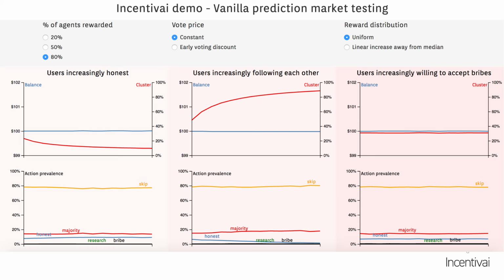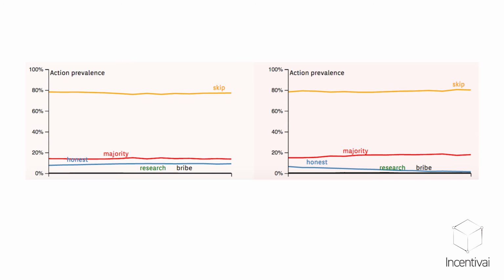And now in the bottom row, these are the graphs that we're most interested in. So let's zoom in, and what those show is the prevalence of different actions. So there are 5 different actions users can take, and here the yellow line is the action to skip, which means to do nothing. The red line is to follow the majority, which is to vote just how the users have voted so far. The honest is to vote according to users' private kind of noisy knowledge of what the outcome could be. Research means to spend a bit more money to improve your private knowledge.